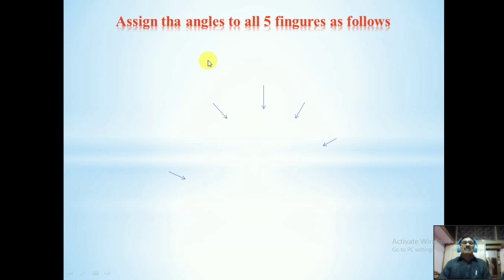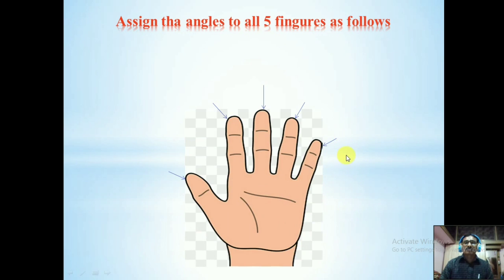Assign the angles to all 5 fingers as follows. This is 0 degree. This is 30 degree. This is 45 degree. This is 60 degree. And this is 90 degree.